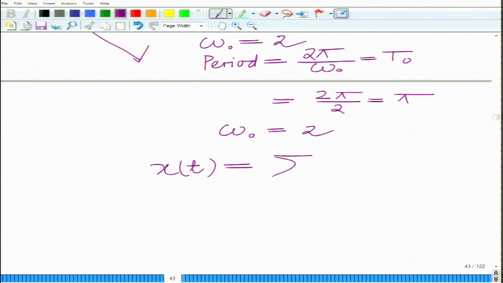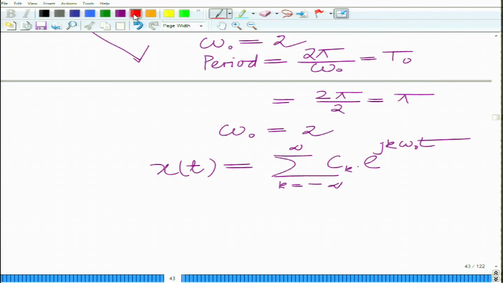So, I can express this as x(t), this is the CEFS representation, summation k equals minus infinity to infinity Ck e raised to j k omega naught t. This is the complex exponential Fourier series, or the CEFS, where Ck denotes the complex coefficient corresponding to the kth harmonic, that is the frequency component which is k times omega naught, where omega naught is the fundamental frequency, and T naught is the fundamental period of this periodic signal.